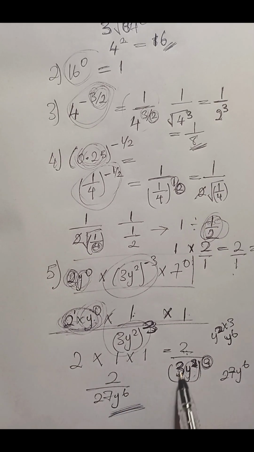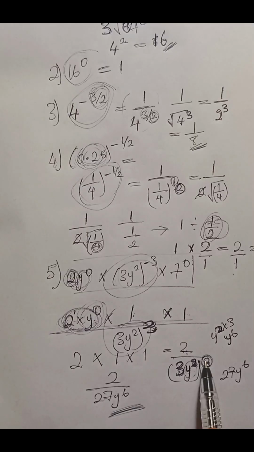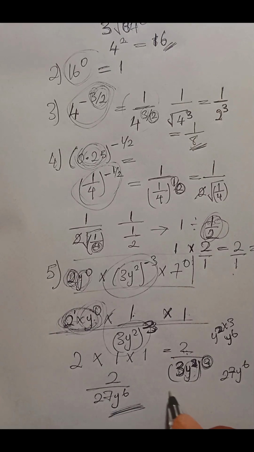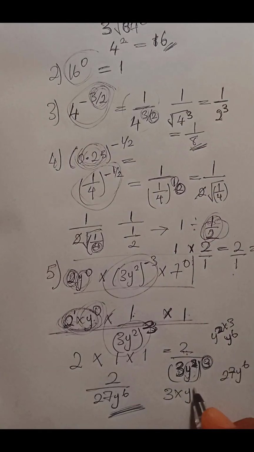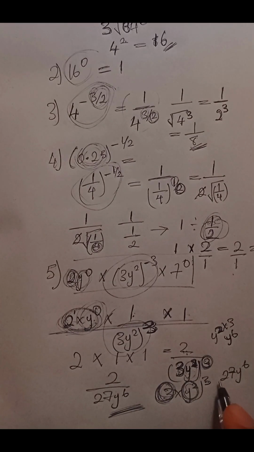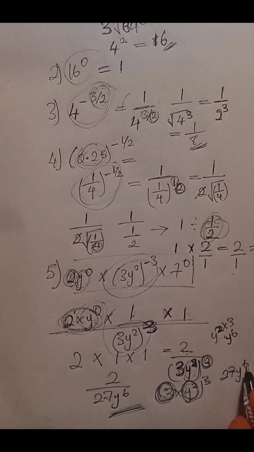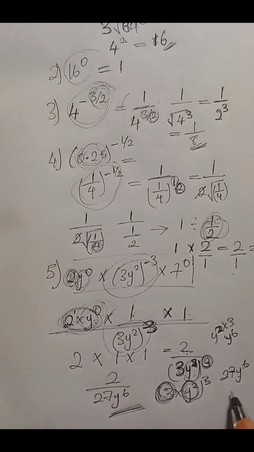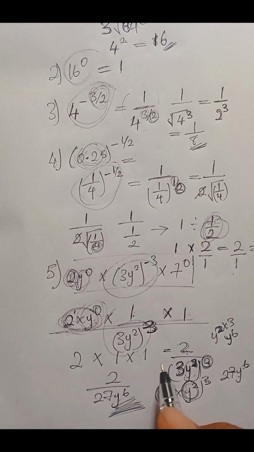So all divided by 3y squared raised to the power of 3. If we express it, we'll have something like this: 3 multiplied by y squared, all raised to the power of 3. So this value is raised to the power of 3, and the variable with the square is raised to the power of 3. So this raised to the power of 3 will give us 27. Y squared raised to the power of 3 will give us y raised to the power of 6, so the powers multiply to give us 6. And this is our final answer: 2 divided by 27y raised to the power of 6. This is our final answer.